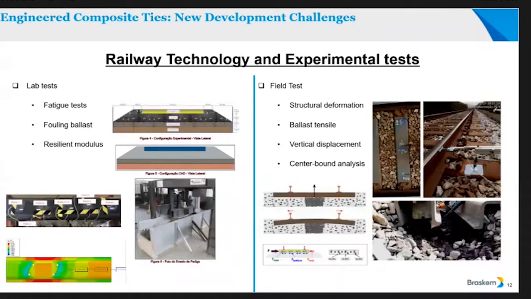The objectives for the field test are analysis of structural deformation, ballast tensions, vertical displacement, and especially the center bolt performance and analysis. We prepared some strain gauges and load cells under the tie to check the displacement and the tension on the ballast. We implemented some strain gauges on the tie and checked the vertical displacement here.